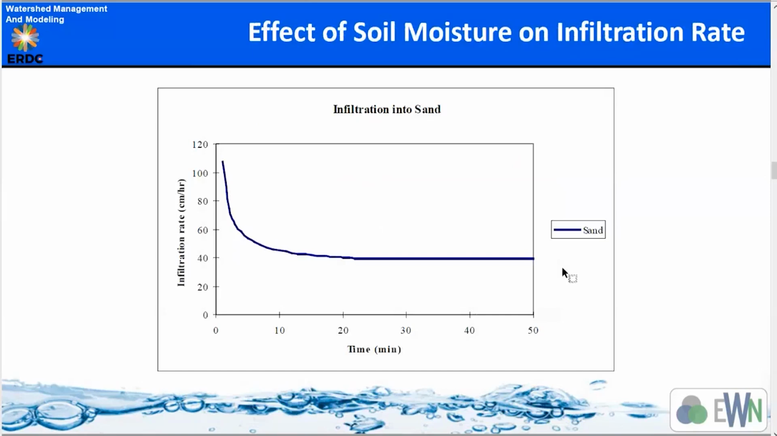This is the curve of infiltration into a sand over time. The infiltration rate, which is how much water is going in per unit of time, starts out very high, but as the soil wets up, it approaches asymptotically the saturated hydraulic conductivity.